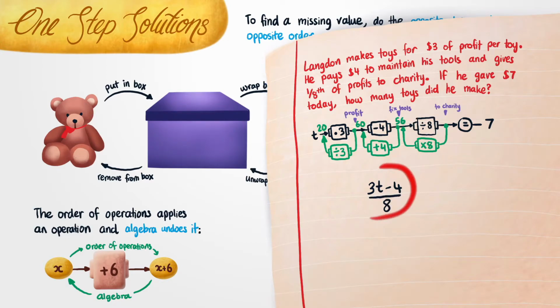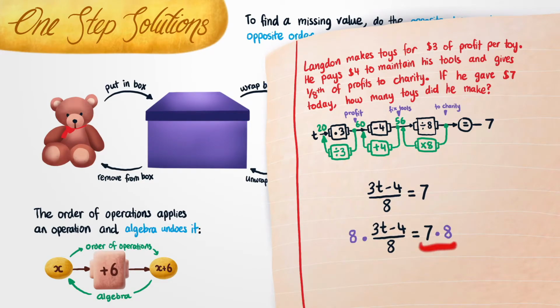Now this 3t minus 4 all divided by 8 is going to be the amount of money he gave to charity. But the problem tells you that he gave $7 to charity, so we know this all equals the number 7. Now to solve this problem symbolically, the first thing we do is multiply everything by this number 8. So what I'm going to do is multiply both sides by 8, because as we know, multiplying both sides by something doesn't change the value.